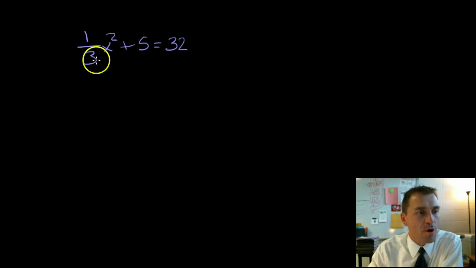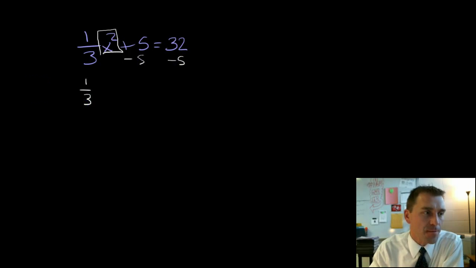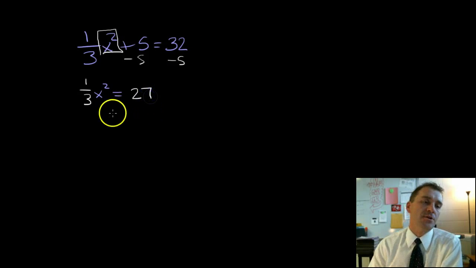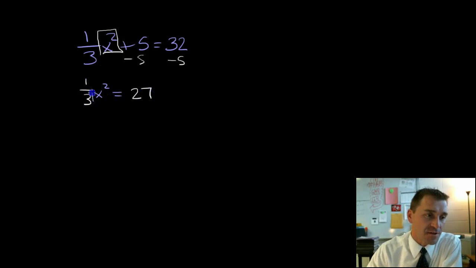So here's an example. 1/3 x squared plus 5 equals 32. The goal, again, let's get this thing right here that's squared by itself first. Let's isolate that. That's the thing that's squared. Therefore, I would subtract a 5 from both sides, which would give me 1/3 x squared equals 32 minus 5, which is 27.